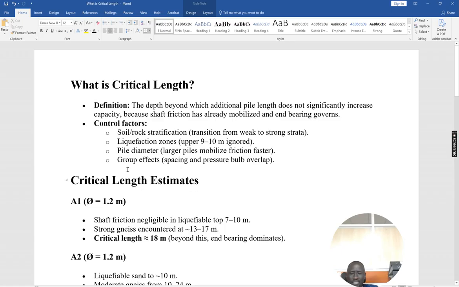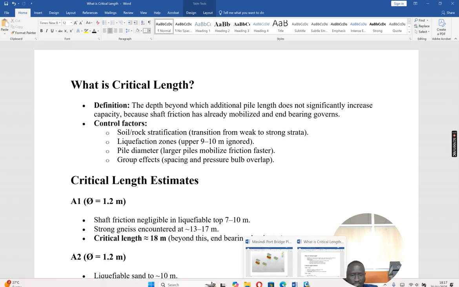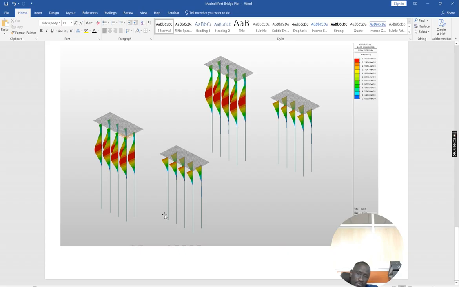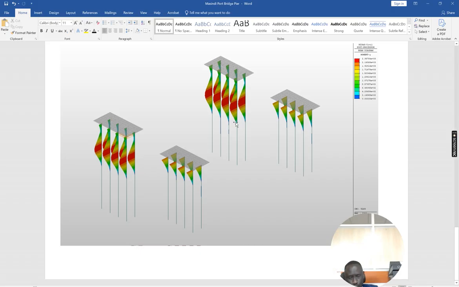So what I wanted to look at is the critical length. So if it is a 1.2 diameter, then you find that it's about 13 to 17, which is approximately 18. If it's about 1.5, it's about 16 or 17. So when you come back here and you have a look here, you'll find that actually your moment, what would differ is the shear, the axial load. Axial load will go further than this one.